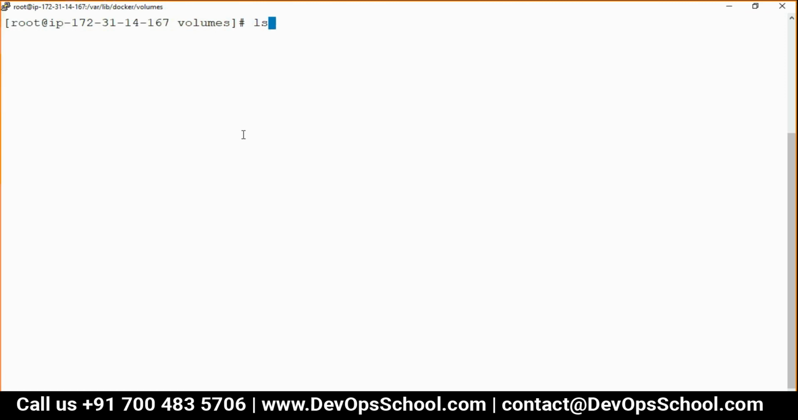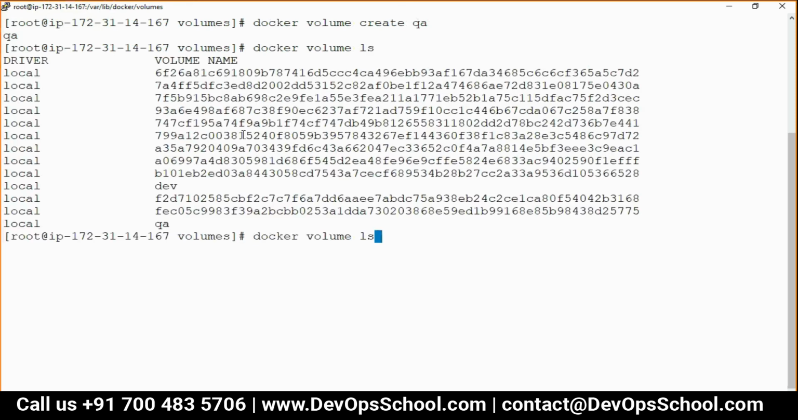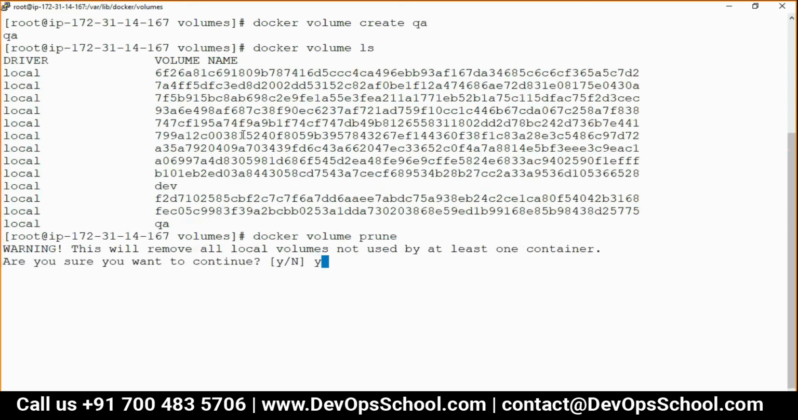So I can create one more volume, dev to QA. And I got this volume. Again, volume ls, list the volumes. I can remove unused volumes also. So prune. By the way, both these volumes plus many Jenkins volumes are unused.